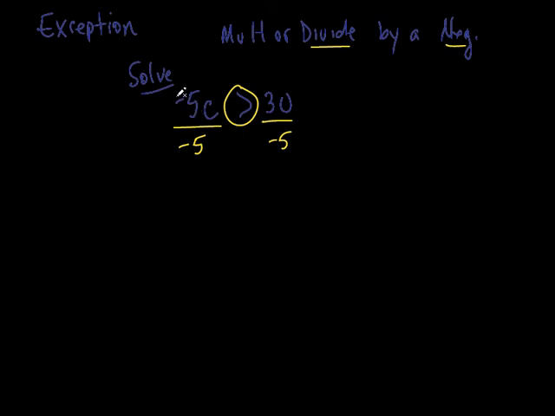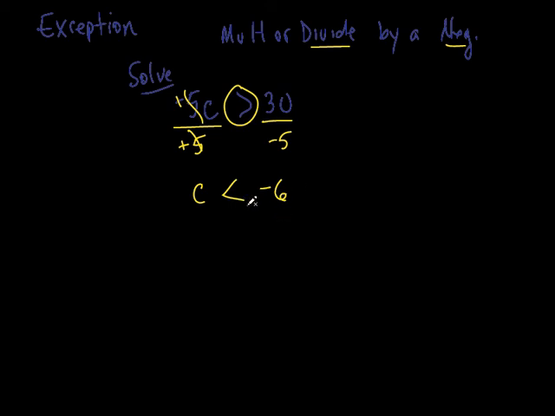All right, so remember that negative and negative was a positive. That canceled out, so I'm just left with C. Now I change this from a greater than to a less than. 30 divided by negative 5 is negative 6. You say, well, why does that work? Well, because it works. I'll show you why.